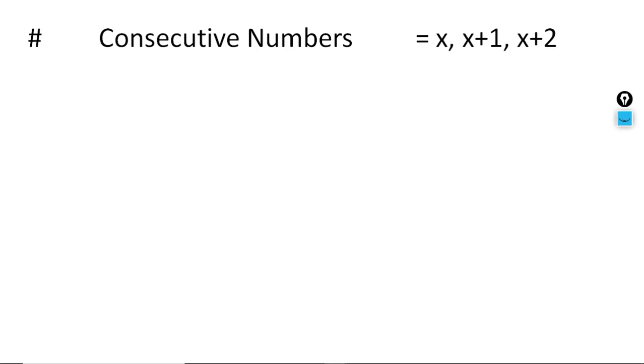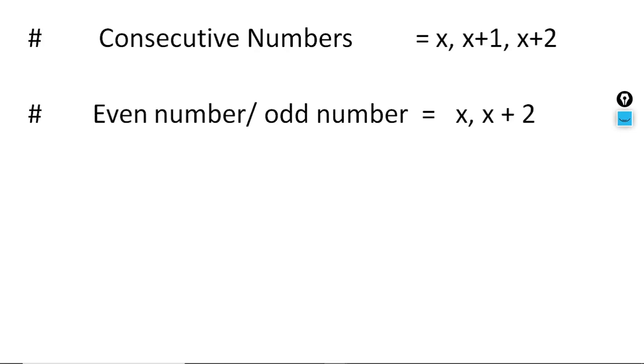So those numbers will be considered as x, x plus 1 and x plus 2. If we want to consider 4 numbers, it will be x, x plus 1, x plus 2 and x plus 3. In any case, if we want to consider even numbers or odd numbers, we will be considering those numbers to be x and x plus 2, because there is a gap of 2 between two even numbers and between two odd numbers. So if x is an even number, then x plus 2 is also an even number. If you consider x as an odd number, then x plus 2 is again an odd number.